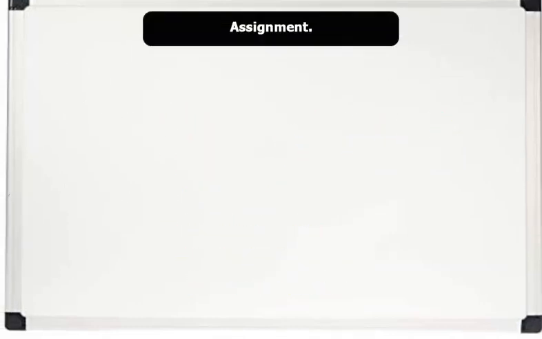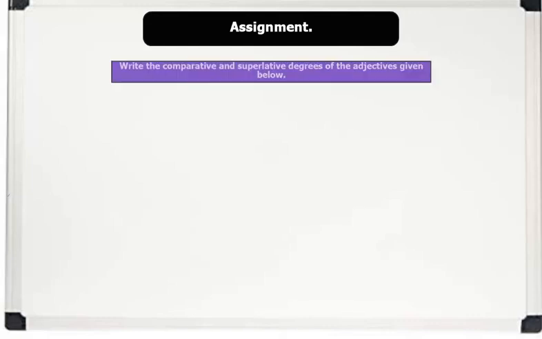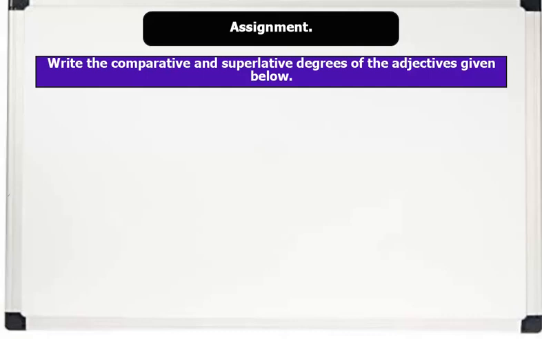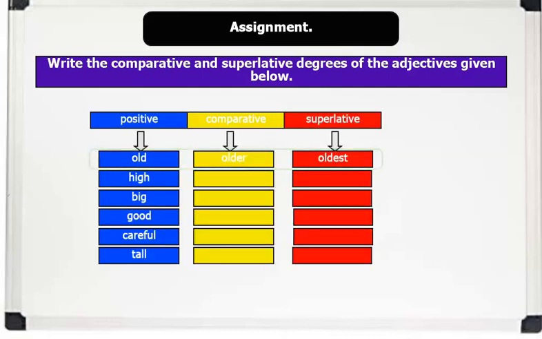Assignment. You can pause the video and write out these sentences on your notebook. Write the comparative and superlative degrees of the adjectives given below. One has been done for you.